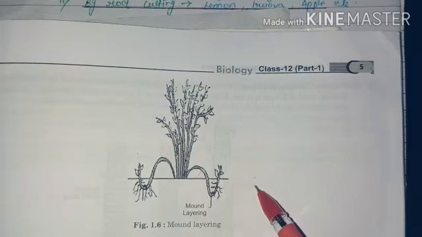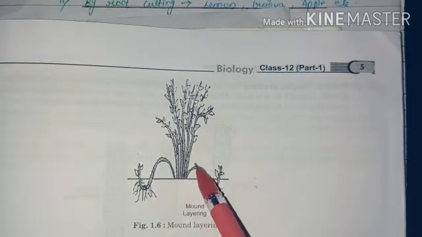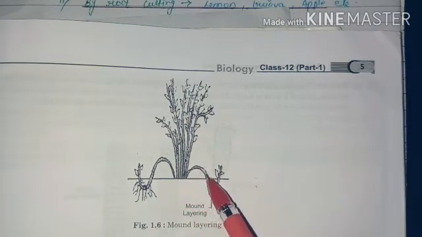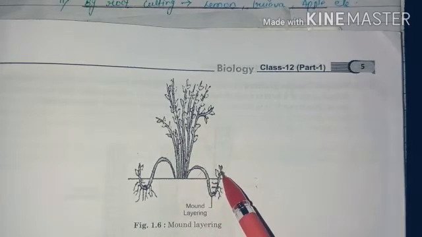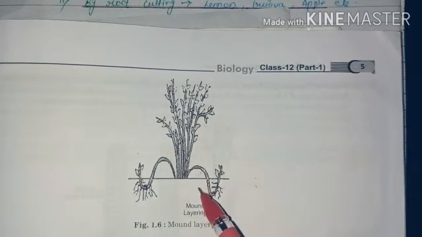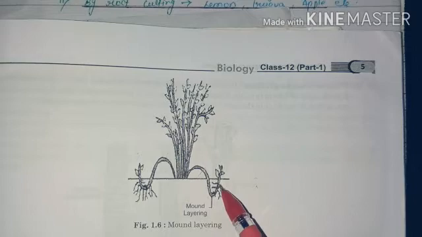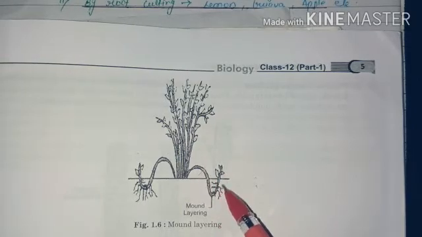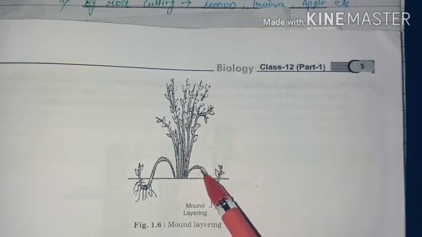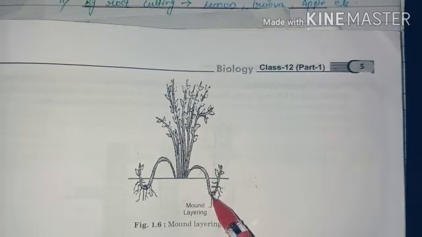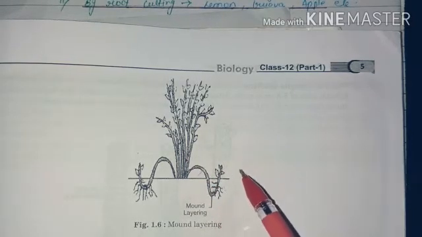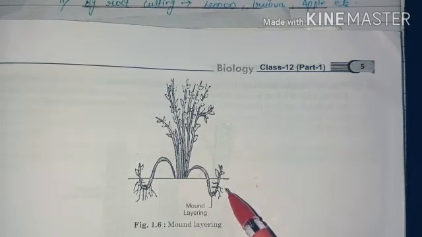What I am telling is used for flexible plants where the branches are so flexible. Any of the branches we can take and bury under the soil, but the tip portion should be above the soil. After some time it will produce roots, and later it will detach from the mother plant, and at the desired place we will grow a new plant of the same species. This type of process is known as mound layering.